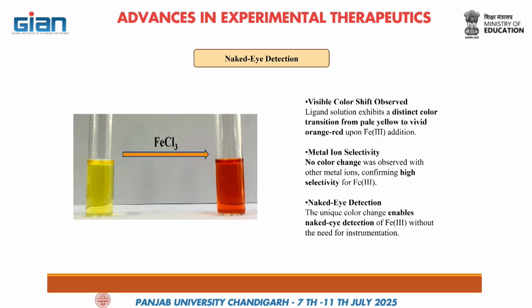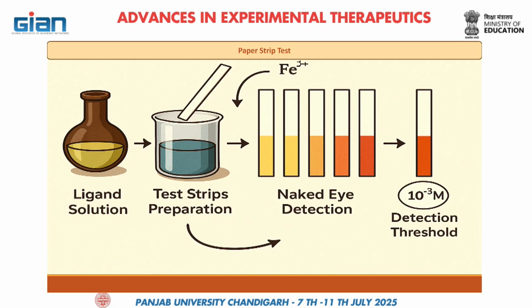Then the synthesized compound was used as a naked eye dye sensor. For this purpose, the compound was dissolved in ACN. The ligand solution exhibited a distinct color transition from pale yellow to vivid orange-red upon introduction of iron. No color change was observed with other metal ions, which confirms its high selectivity towards iron. So the unique color change enables naked eye detection of iron without the need for any instrumentation.